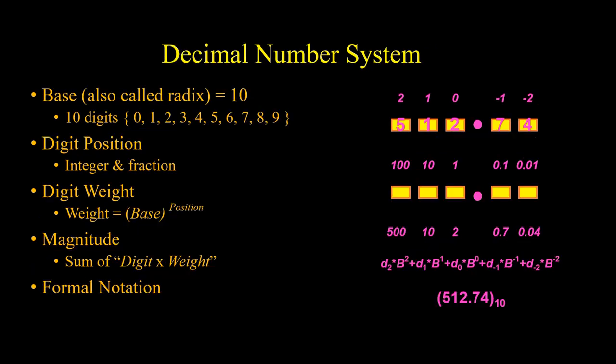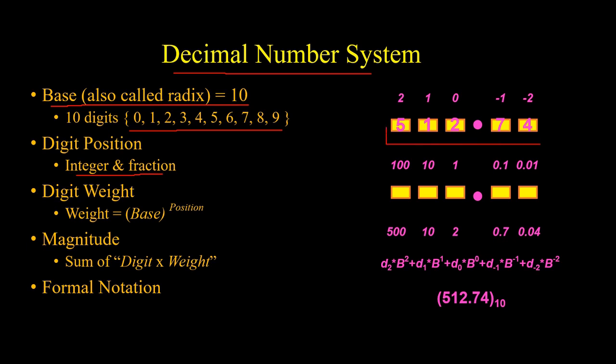Now the next number system which we are going to study and is most commonly used is decimal number system. This number system has a base 10, also known as radix, because it has 10 digits starting from 0 up to 9. This number system can also be used to represent numbers in fraction. In the given example, we have a number 512.74, which is represented in decimal number system.